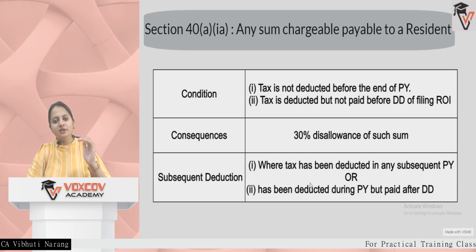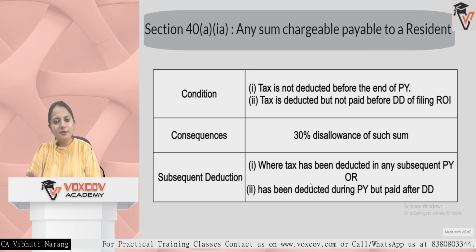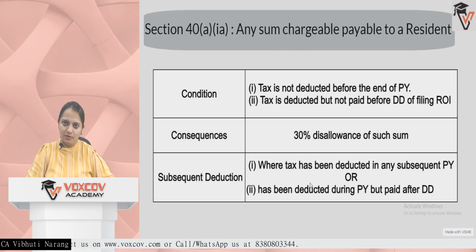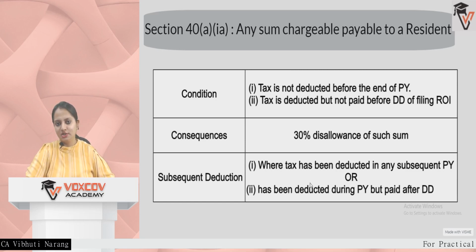But if the deductor pays the tax or deducts the tax in the next subsequent financial year or the previous year, in that case in the next year the deduction is allowed. Right. So if the tax is deducted in the next financial year or paid after the due date but in the subsequent previous year or financial year, the deduction is allowed in the next year.